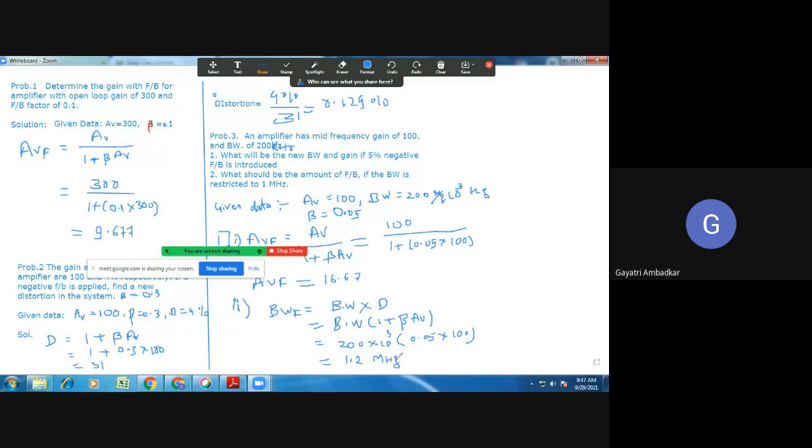Correct. What is the second part in this? Read the second part of this problem. What should be the amount of feedback if bandwidth is restricted to 1 megahertz? Now, it is simply twisted. Second part. What should be the new bandwidth? New bandwidth means, of course, bandwidth after feedback. So bandwidth after feedback, BWF, what should it be?